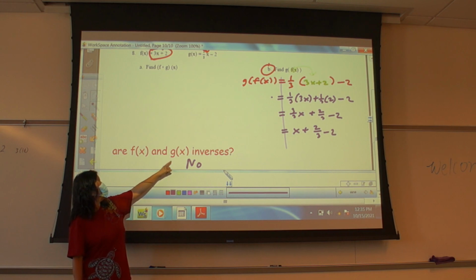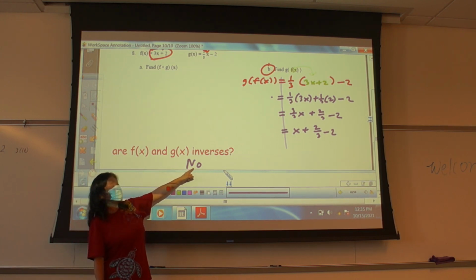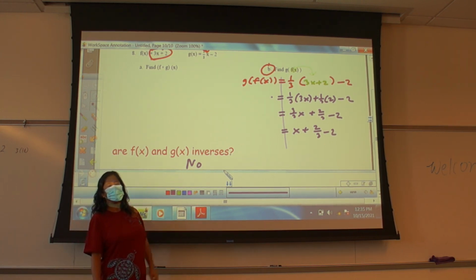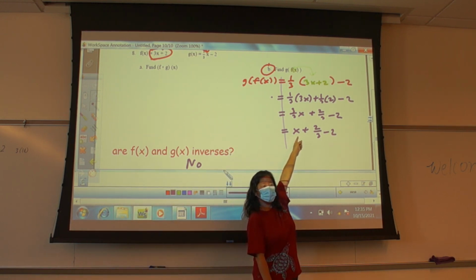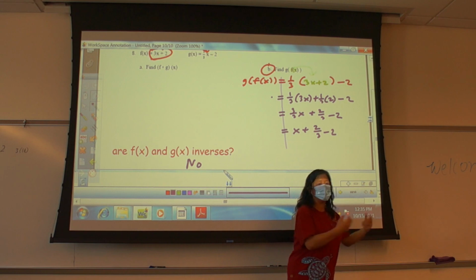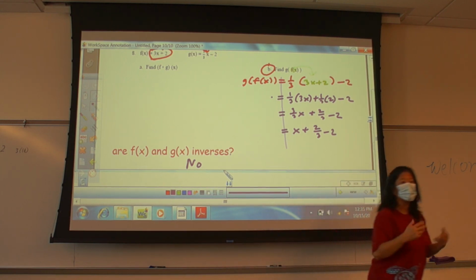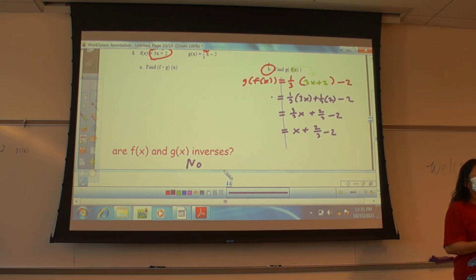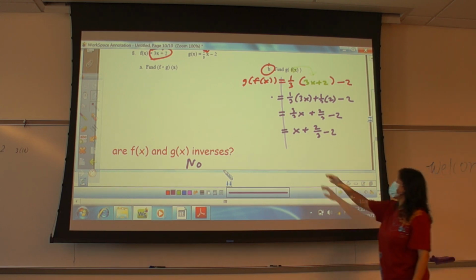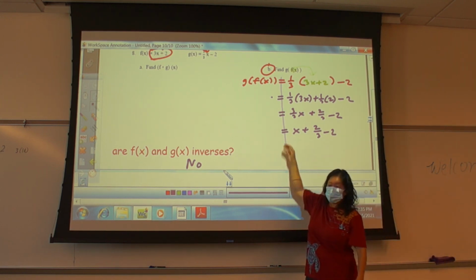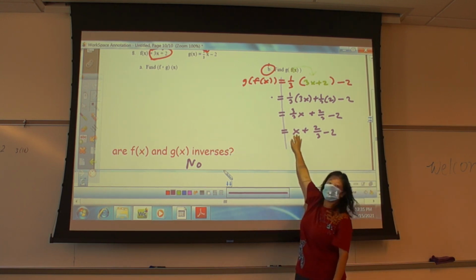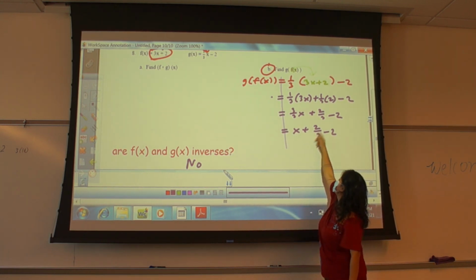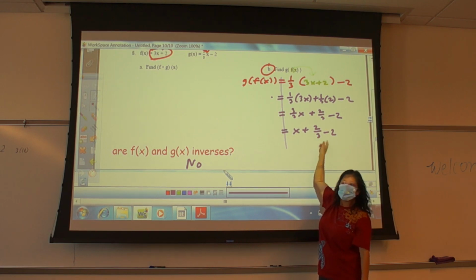All right. Are they inverses? No. Why? Because if they were inverses, I should get back what I started with. Right? If I do one thing and do the other one, they should undo each other. And I should get x back, because you start with x, right? If I convert to pesos, and then convert pesos back to dollars, I should get x. I should get what I started with. And I don't. I get x plus something else.